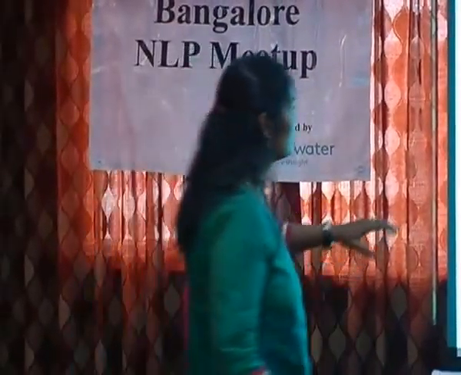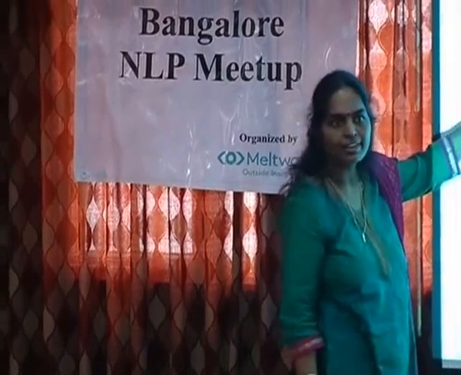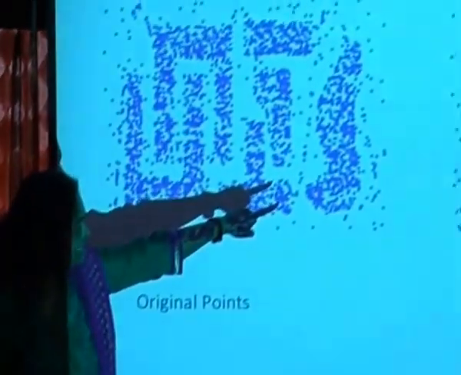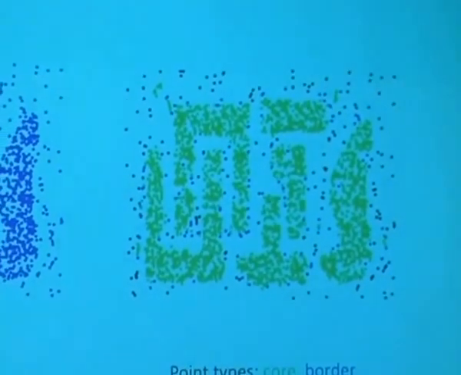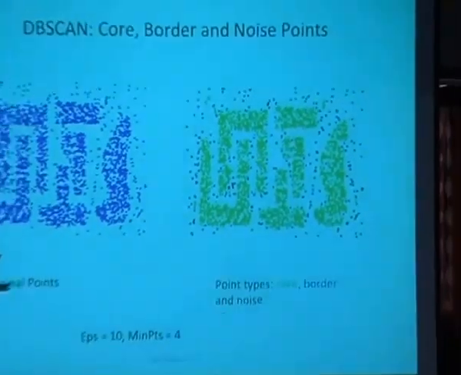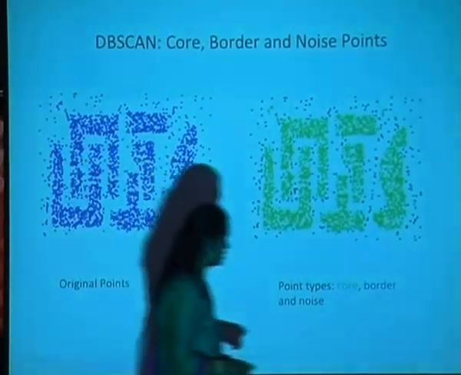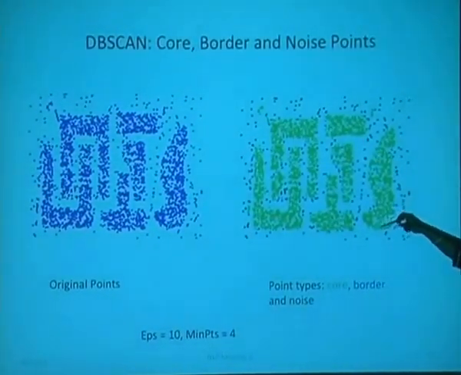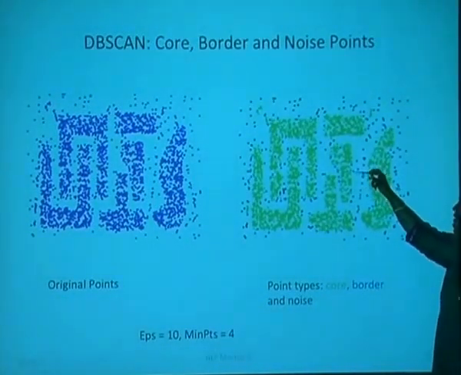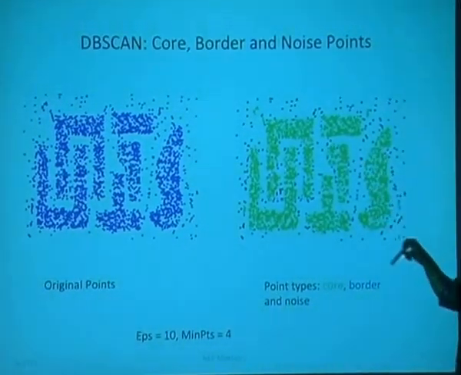So this is an example of my original data points. That is an example of core points, border points and noise. There is a color gradation given there. All your green is your core, your blue is your border point and the black ones are your noise points. I hope it is visible. Yes, you have core points here, border points here and a few noise points.